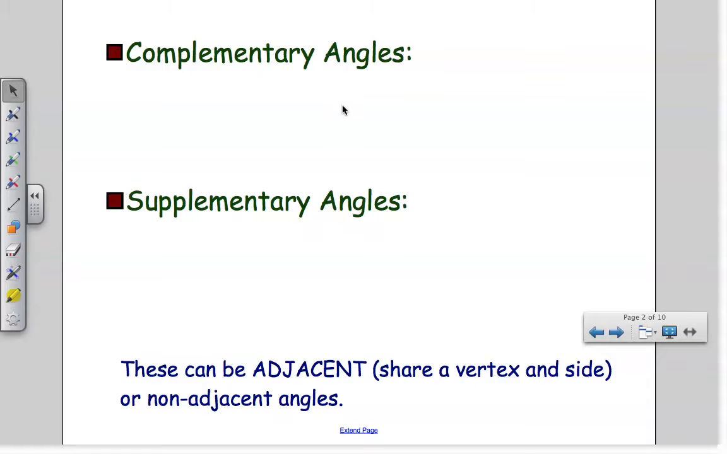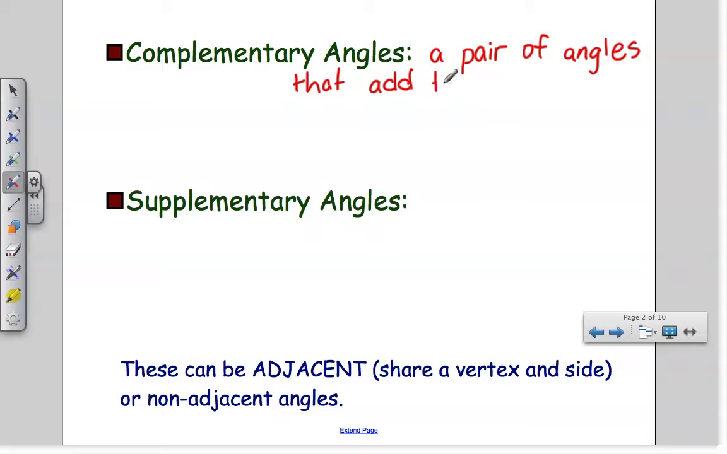These are a pair of angles that add to a certain number. Now, complementary angles are a pair of angles that add to 90 degrees. We know that 90 degrees is one of the most common angles that you see in real life. It's everywhere you look, 90 degrees, right? So a pair of angles that add to 90 degrees.